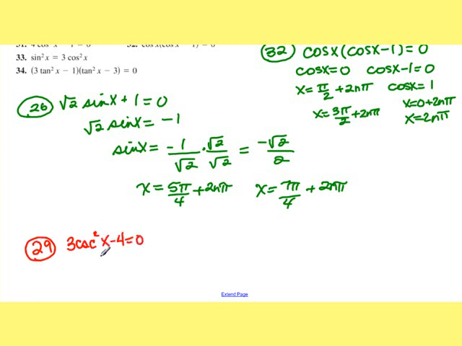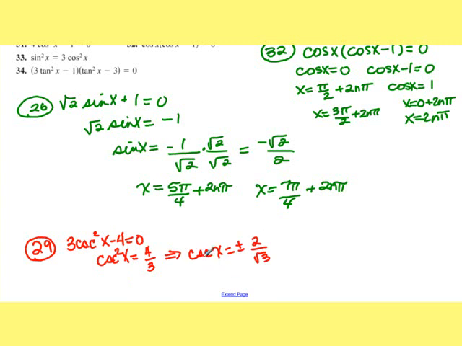So we want to try to isolate the cosecant squared x. We can do that by adding 4 and then dividing by 3. And now we have to apply the square root property, which says that cosecant x is equal to plus or minus the square root of 4/3. So that would be really 2 over the square root of 3.